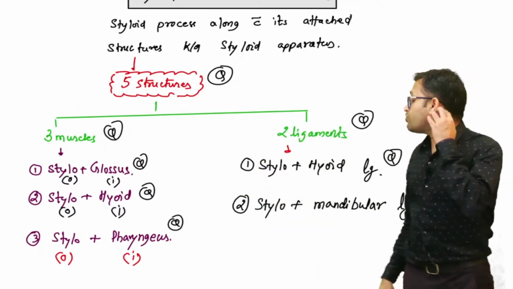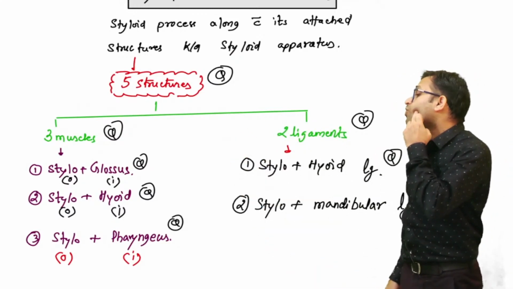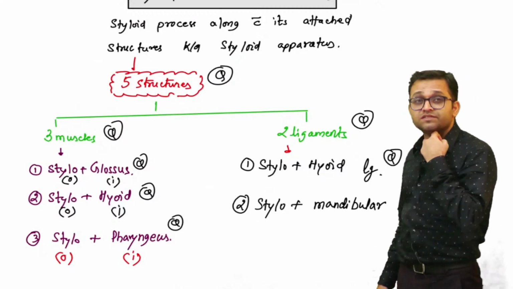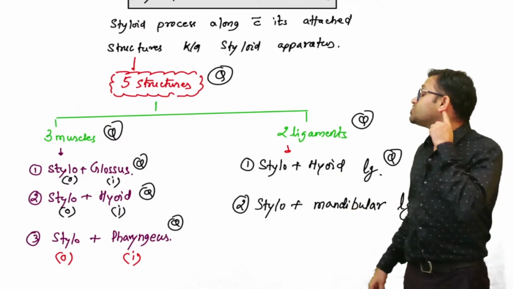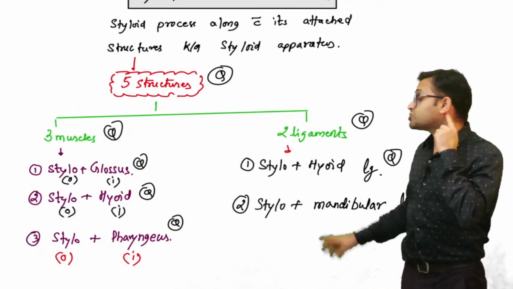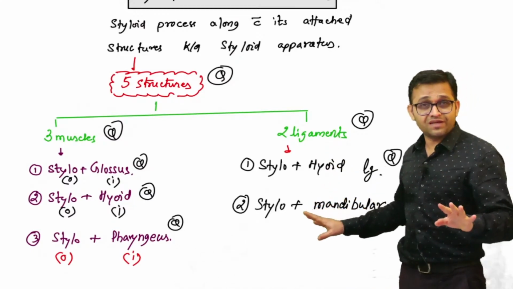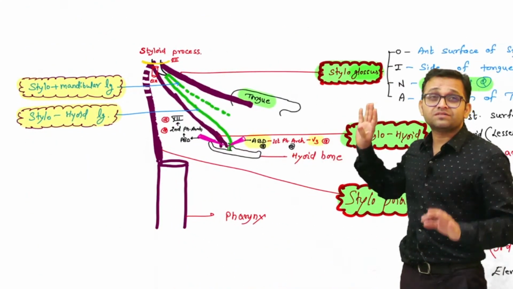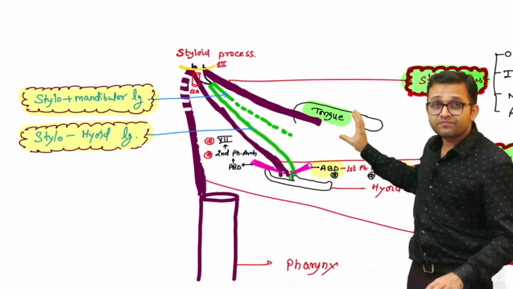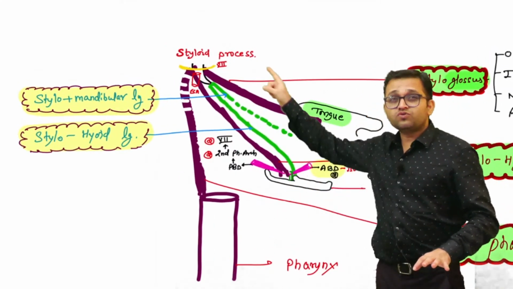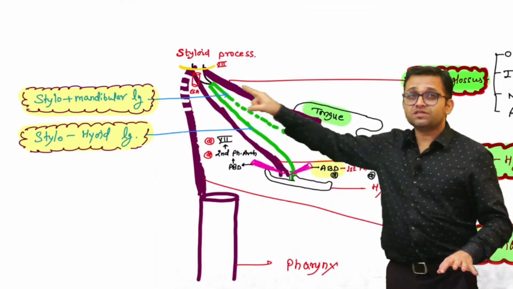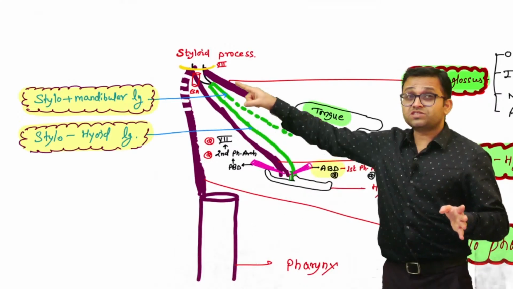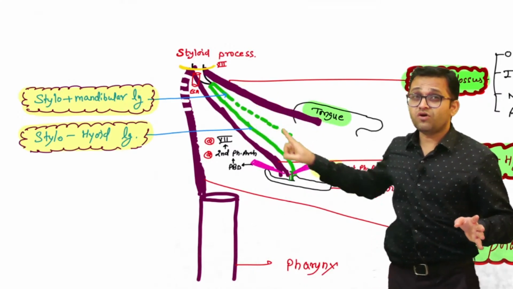What are the 3 muscles? How do you have to remember? Styloglossus, stylohyoid, stylopharyngeus. What are the 2 ligaments? Styloid process to the hyoid, stylohyoid, and styloid process to the mandible, stylomandibular ligament. After that, what you have to do? Diagram practice. You have to draw the tongue, then hyoid, then pharynx. So muscles: styloglossus, stylohyoid muscle, stylopharyngeus. Ligaments: stylomandibular ligament and stylohyoid ligament.